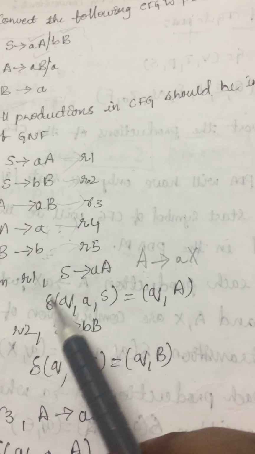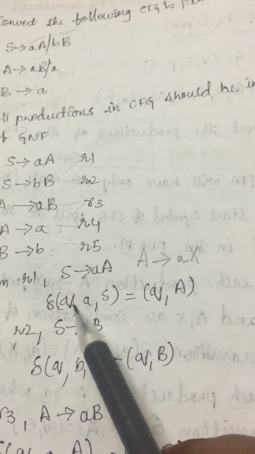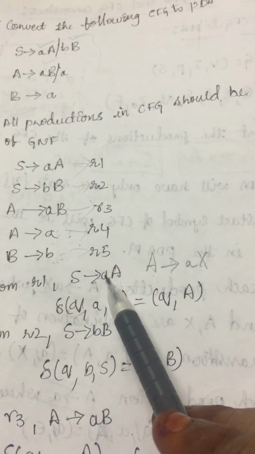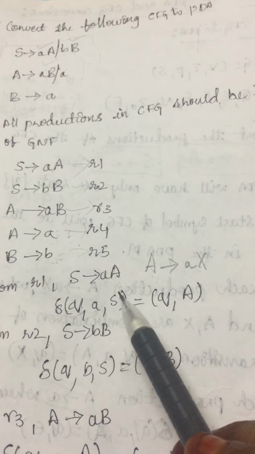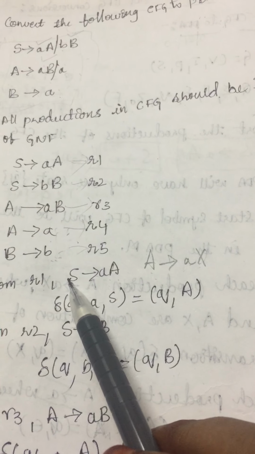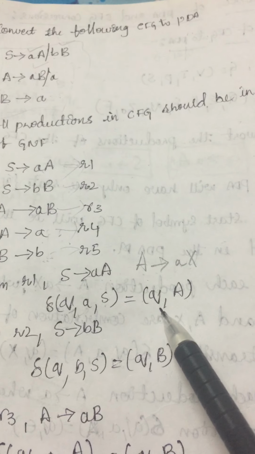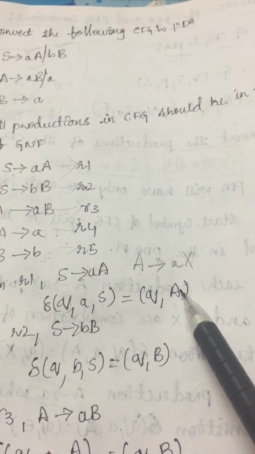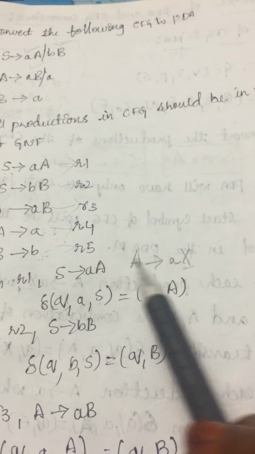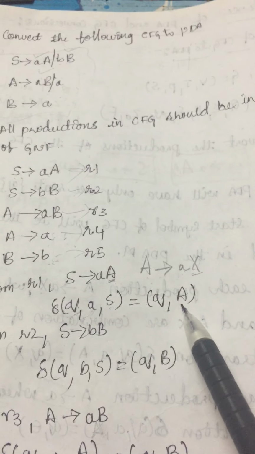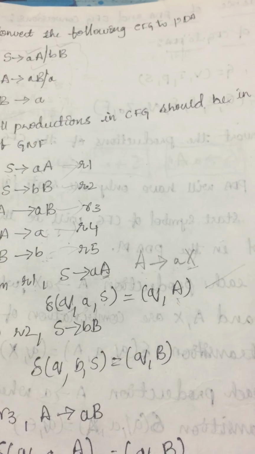See, what is the transition which we are going to write? Delta of Q, the only state here is Q, the terminal symbol is a, and the non-terminal on the LHS of the production is S, is equal to Q comma X. Actually it is in the algorithm, but here in place of X, what are we having? Capital A. So it is written here.